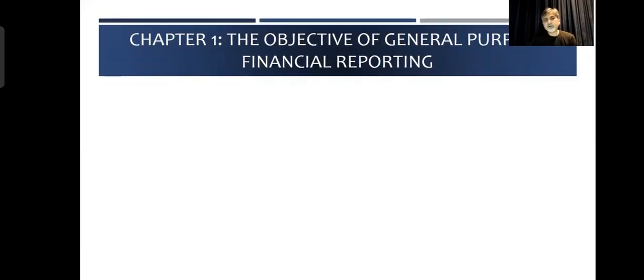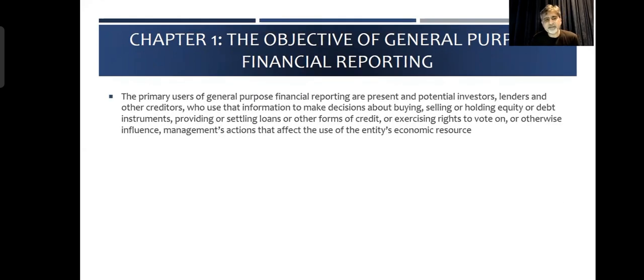Okay, then we've got the objective of general purpose financial reporting. Very simple. We discussed it already. The primary users of general purpose financial reporting are present and potential investors, lenders, and other creditors who use that information to make decisions about buying, selling, holding equity or debt instruments, providing or settling loans or other forms of credit, or exercising rights to vote on or otherwise influence management actions that affect the use of the entity's economic resources.